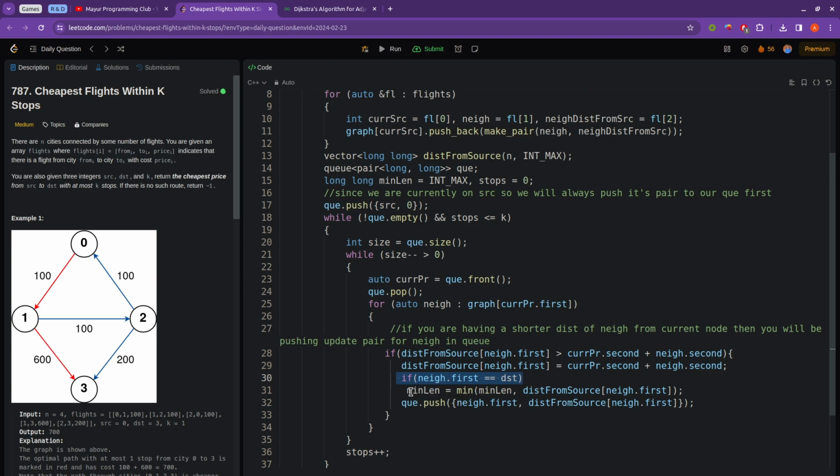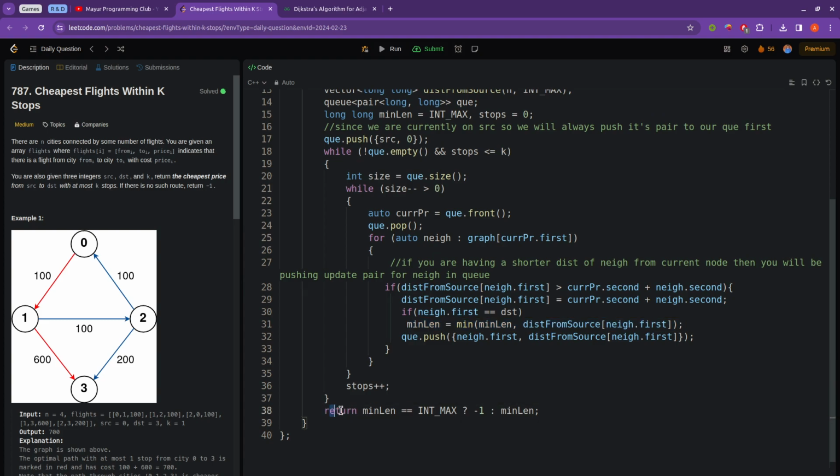If that's the case, then we will update our minimum length and return the minimum length if it was updated at all, else we will return -1 to indicate that there is no possibility of reaching from source to destination within at most k stops. So this is how we will be solving this particular problem.